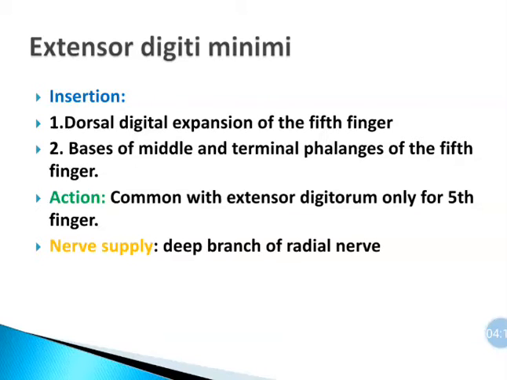Extensor digiti minimi. This muscle is part of extensor digitorum. It is inserted into the dorsal digital expansion of the 5th finger and also into the base of the middle and terminal phalanges of the 5th finger. Action. The action is common with extensor digitorum, but it is for the 5th finger only. Nerve supply is by the deep branch of the radial nerve.